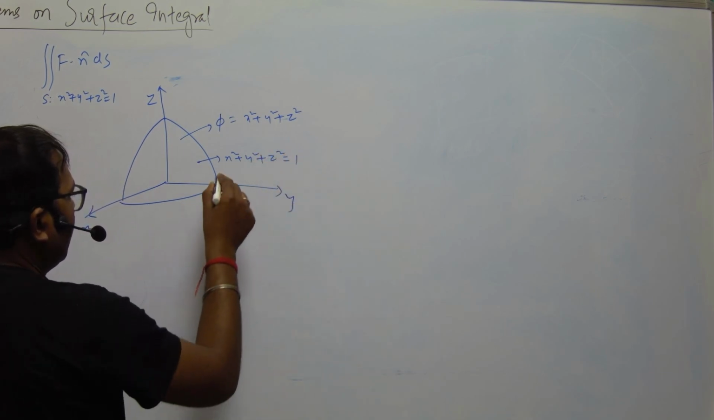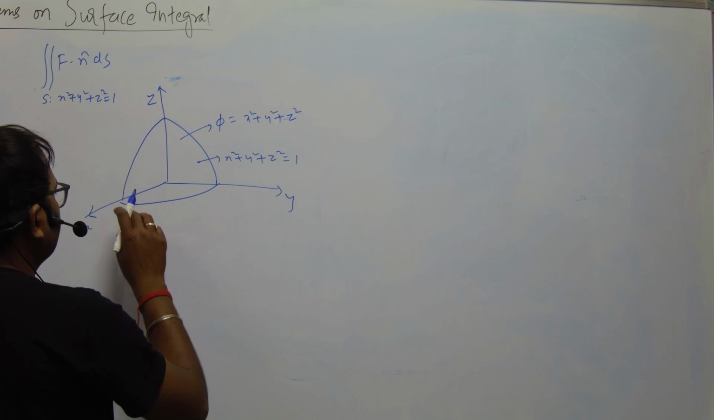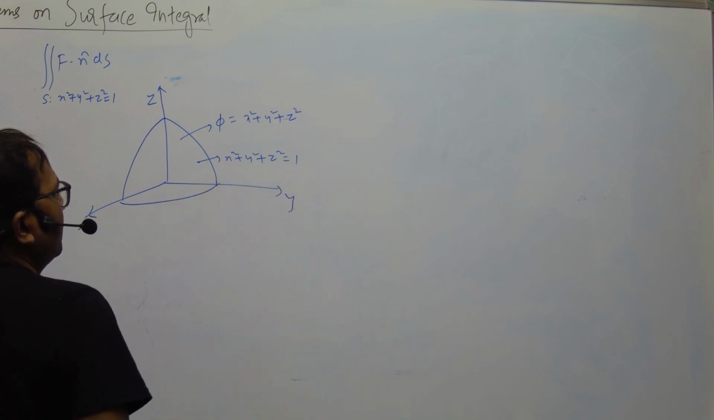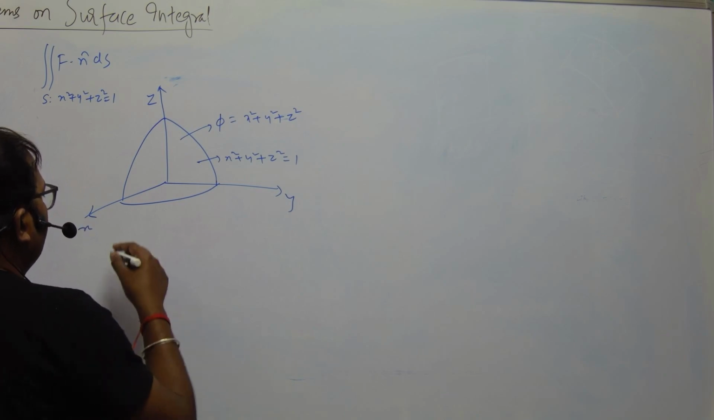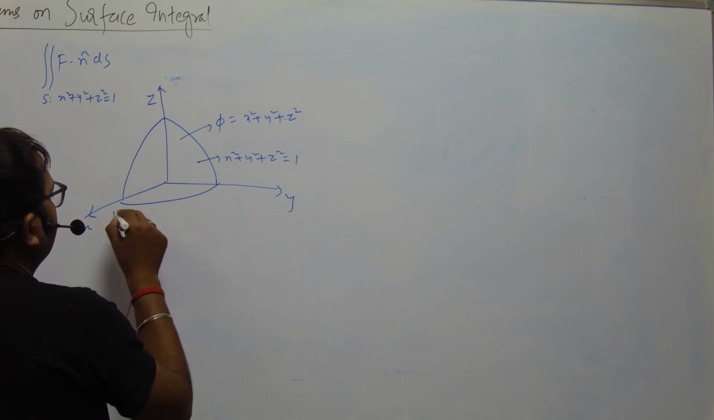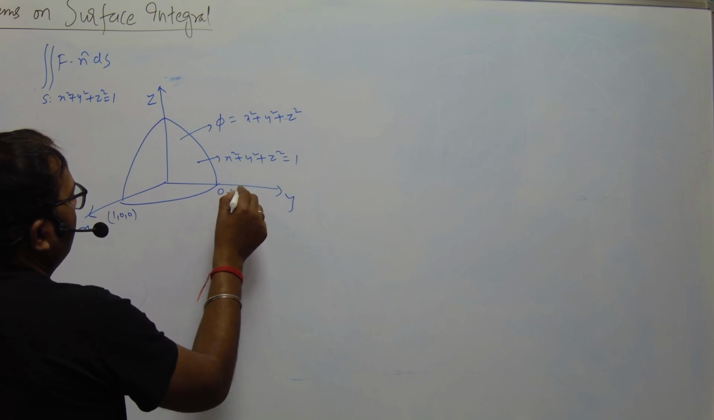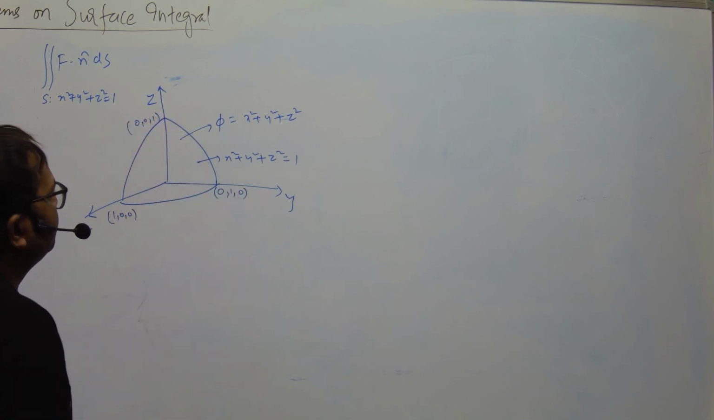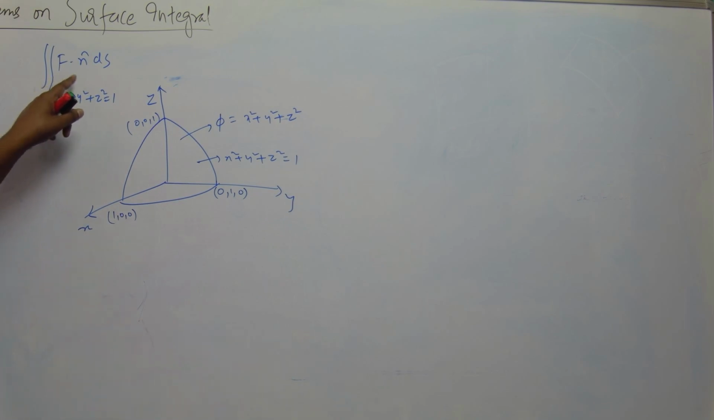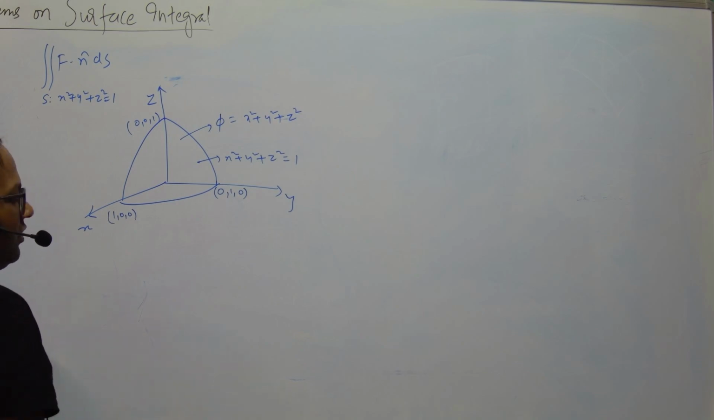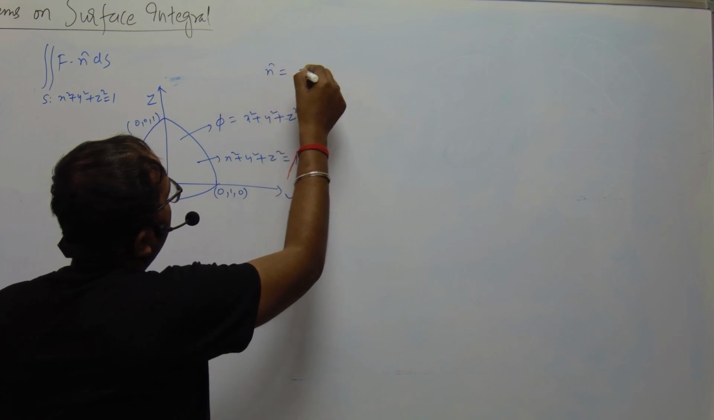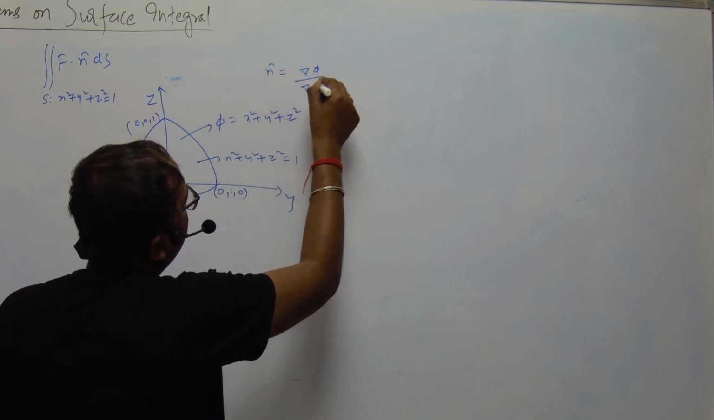Let us write down the coordinates. Since the equation of the sphere is x square plus y square plus z square equal to 1, the coordinates will be 1, 0, 0; 0, 1, 0; and 0, 0, 1. Now we have to find the value of F dot n cap ds. How can we find the value of n cap? We have n cap equal to del phi upon mod of del phi.